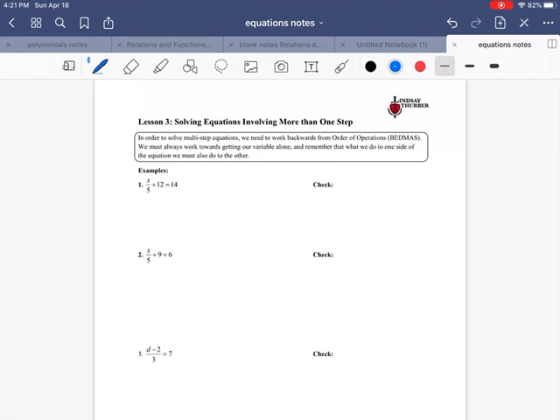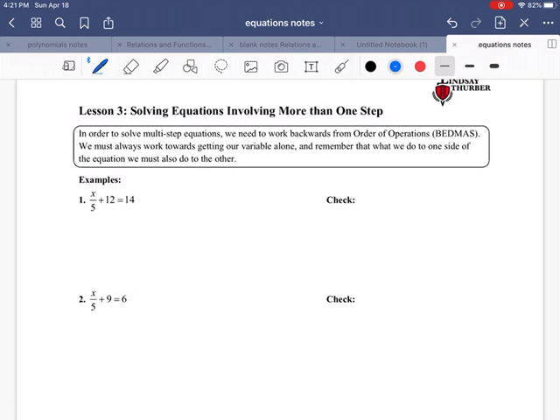All right, here's lesson 3, solving equations involving more than one step. So in order to solve multi-step equations, we need to work backwards from the order of operations, which means we look for addition or subtraction first and eliminate those numbers. And then we're going to work on the multiplication or division.